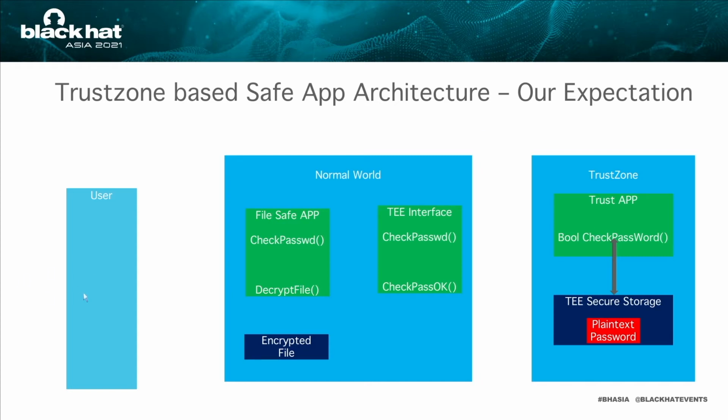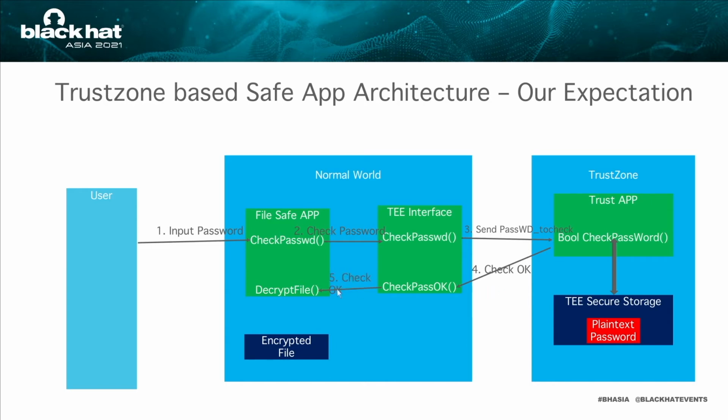Our expectation is this. Step 1. Input a password. Step 2. The failsafe app sends the password to the TE interface to check. Step 3. The TE interface sends the password to check to the trust zone. Step 4. The trust zone app is responsible for checking that the password is valid and returning the result.